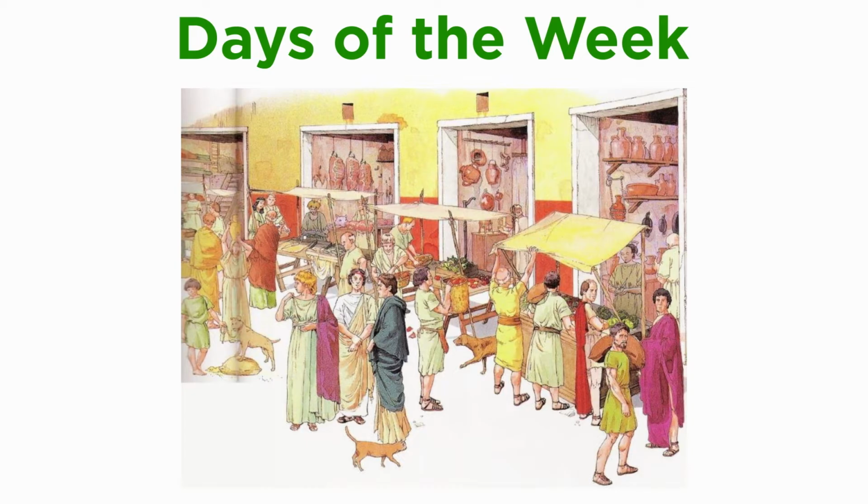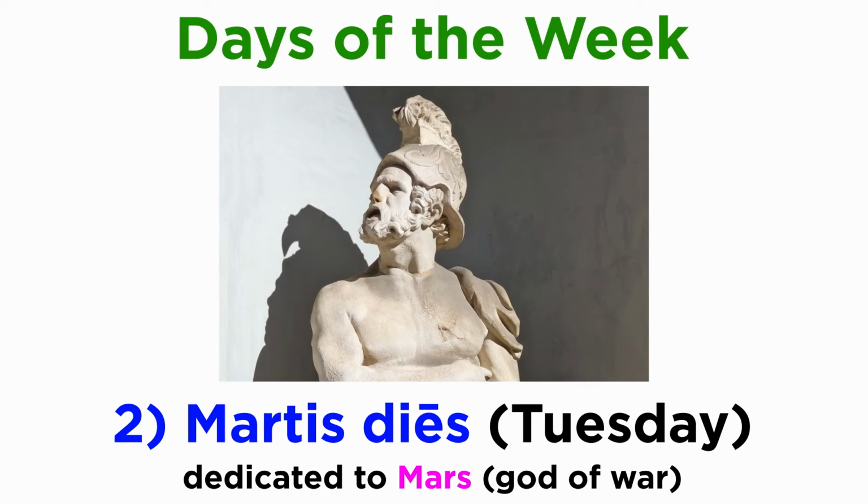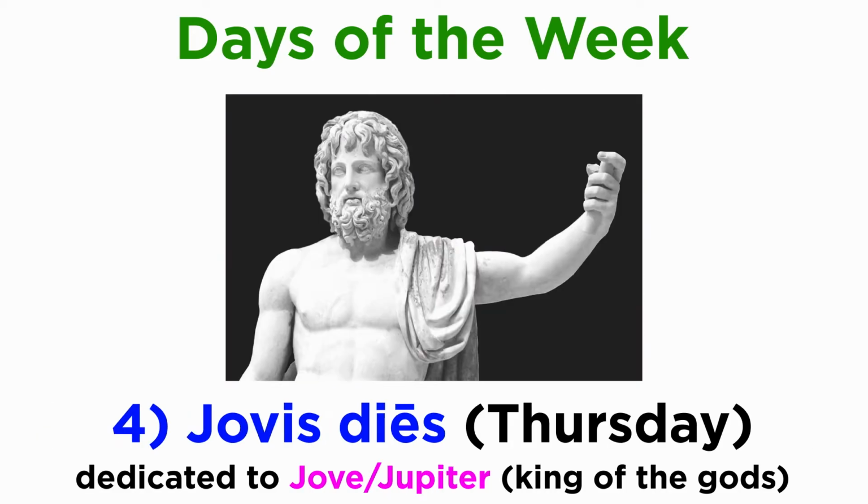Just like today, the Romans had 7 days of the week. Let's look at the etymologies of these words as well. Lunae dies, Monday. This day was dedicated to the moon. Martis dies, Tuesday. This is the day dedicated to Mars, god of war. Mercurii dies, Wednesday. This day is dedicated to Mercury, the messenger of the gods, the communicator.